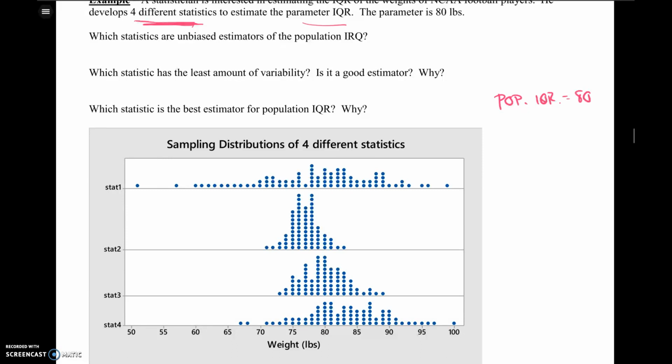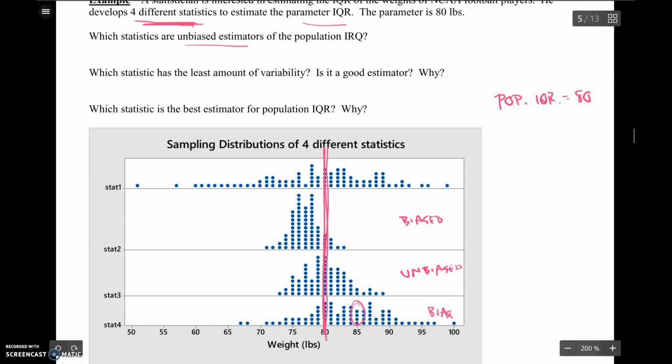So which statistics are unbiased estimators of the population IQR? Well, the true IQR is 80, so we can put a little bar here to help us visualize that, right? So to find unbiased estimators, we're wondering if the mean of the sampling distribution is equal to 80. This one looks unbiased to me. It looks like the center is about 80. This one is definitely biased. This one, I would say the center is more like in here, so this one looks biased as well. Not as biased, perhaps. And this one, yeah, a couple outliers down here, just going to pull it down, but yeah, I think this one looks unbiased to me.